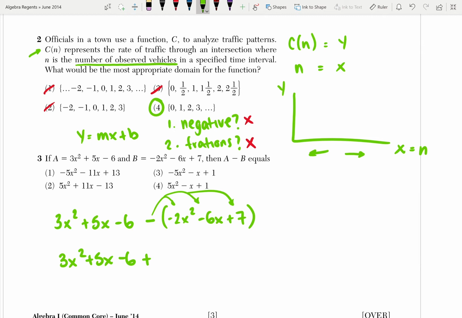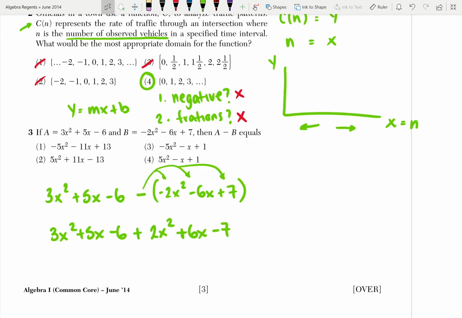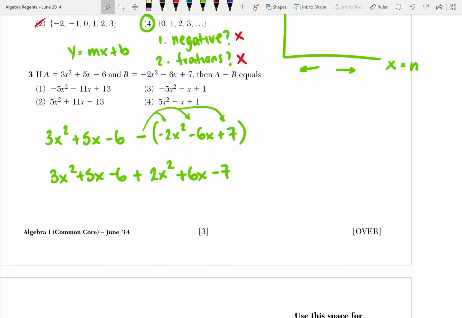So first thing, negative 1 times negative 2x squared, that would just leave us with x squared. Negative 6x times negative 1 just leaves us with plus 6x. And positive 7 times negative 1 leaves us with a negative 7. Okay, so now that we have this, now it's just combining like terms. So 3x squared plus 2x squared leaves us with 5x squared. 5x plus 6x leaves us with 11x. And negative 6 plus negative 7 leaves us with negative 13.